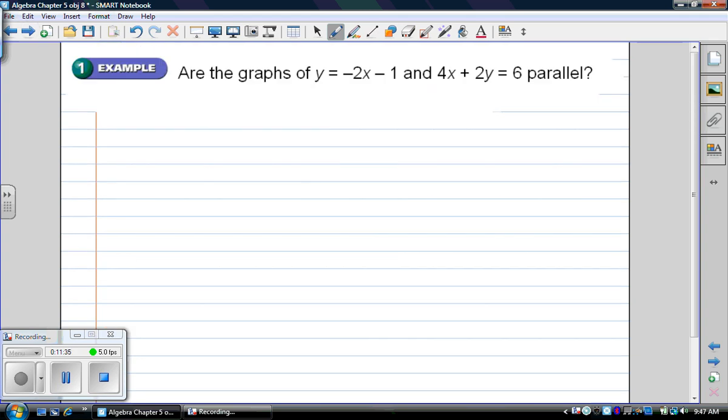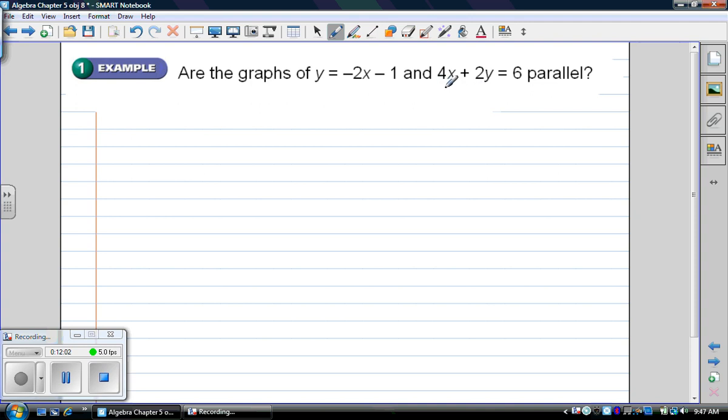Next example. Are the graphs of y equals negative 2 times x minus 1 and 4x plus 2y equals 6 parallel? How are we going to answer that? Well, if you remember from the early part of our lesson, the lines are going to be parallel when the slopes are the same and the y-intercept is different. So what do you think we have to do?